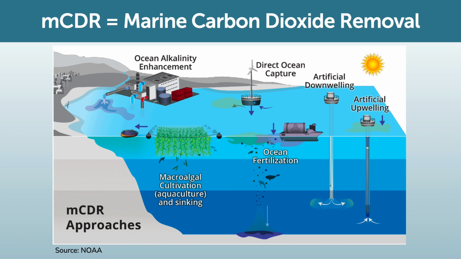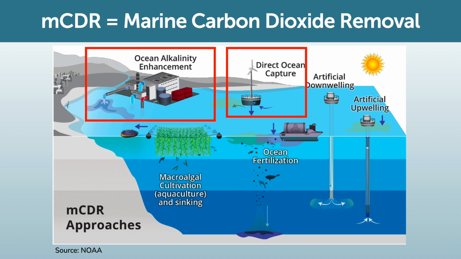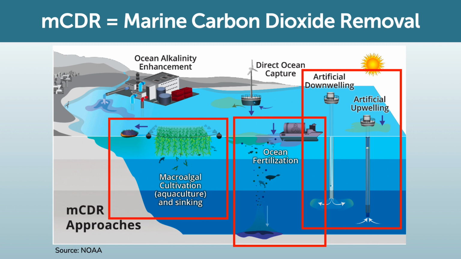Marine carbon dioxide removal refers to a set of strategies that have been proposed to gradually remove some of the heat-trapping gas carbon dioxide from the atmosphere by enhancing or speeding up naturally occurring biological and chemical processes that occur in the ocean. In this presentation, we'll learn more about 6 proposed mCDR methods, which are shown in this graphic. These methods can be divided into chemistry-based approaches that leverage the ocean's inorganic carbon pump, and into biology-based approaches that leverage the ocean's organic carbon pump.